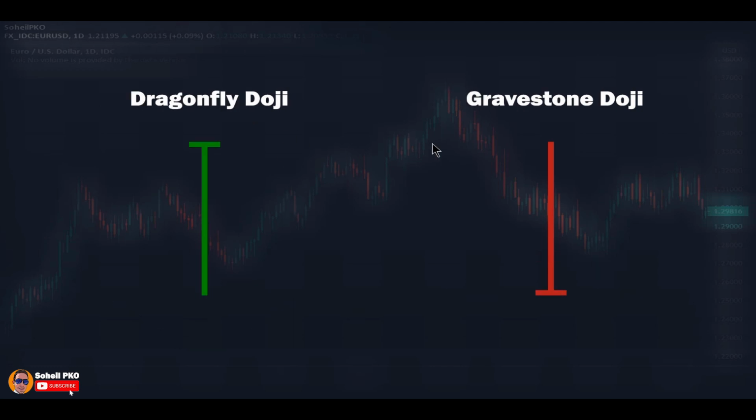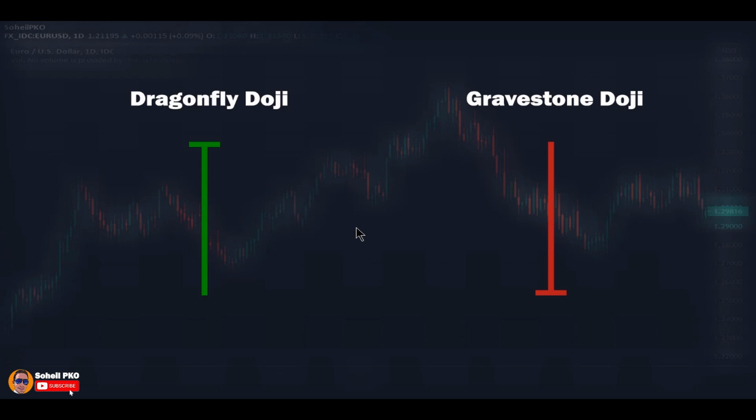Dragonfly doji and gravestone doji. Dragonfly doji is similar to cross doji, but here we don't have an upper shadow. Actually, the open, close, and high are equal. And gravestone doji is similar to inverted cross doji, but here we don't have a lower shadow, and the open, close, and low are equal. The interpretation, nature, and signals of dragonfly doji and gravestone doji are exactly similar to cross doji and inverted cross doji, so I don't repeat it here again.